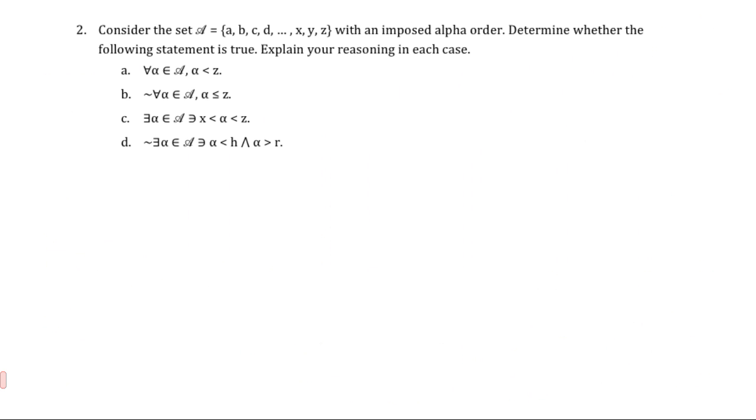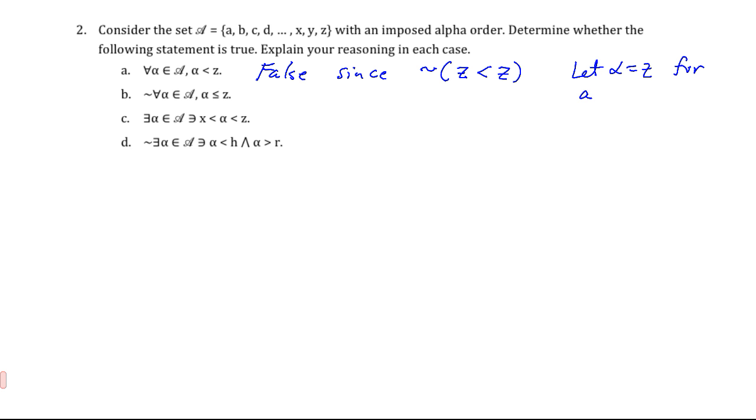Okay? And so the first one says, for all alphas in the alphabet, that is for all letters in the alphabet, that letter is less than Z. Well, that one's false, since it's not the case that Z is less than Z, and Z is one of the letters. So let alpha equal Z for a counterexample. Okay, and we can disprove a for all statement by counterexample.